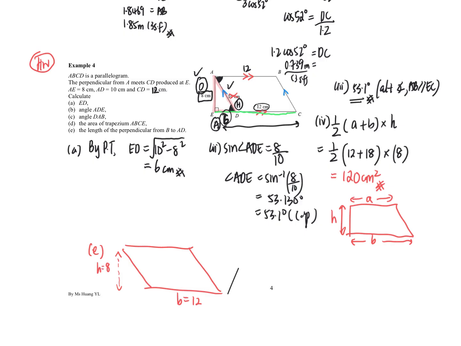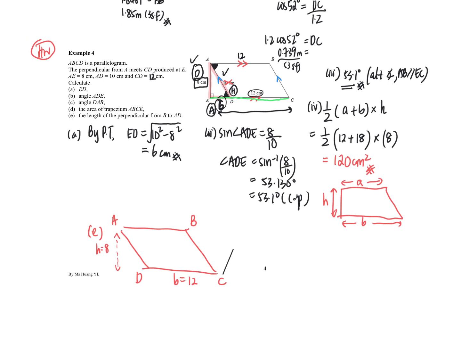Okay, do you all remember the parallelogram formula? How to find the area of a parallelogram? Same as a square, or rather a rectangle: base times perpendicular height, right? So to find the area of this parallelogram, I will use base times the perpendicular height 8. So in this case it is 96.